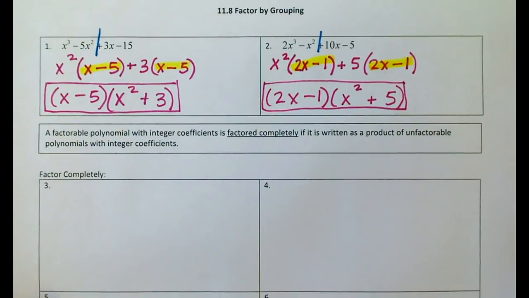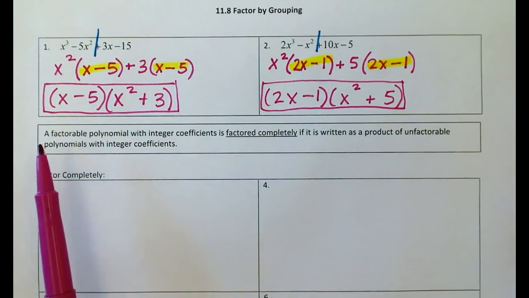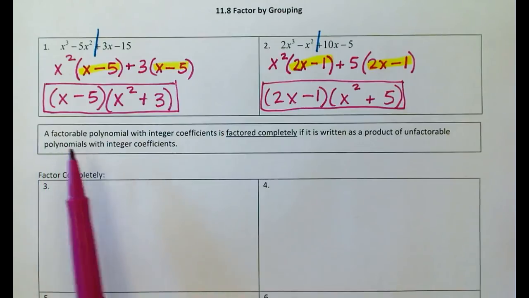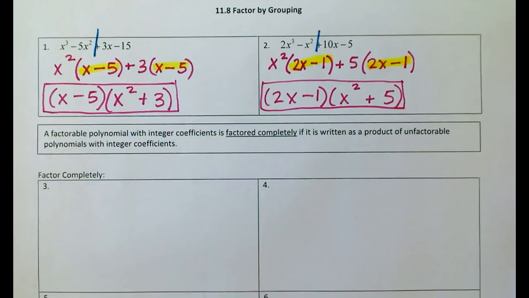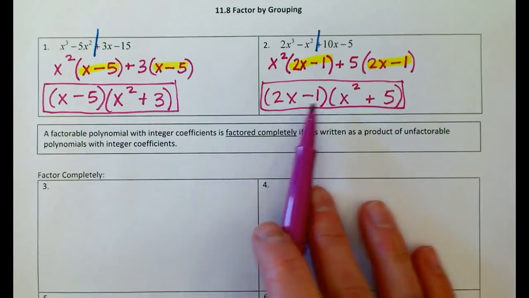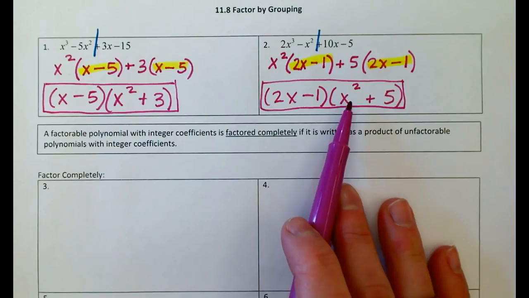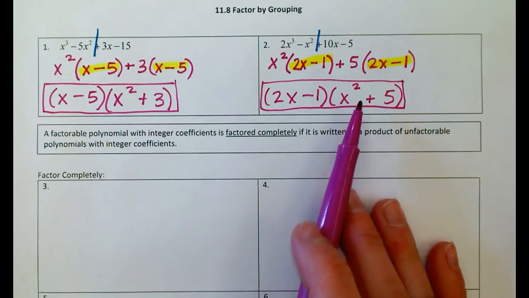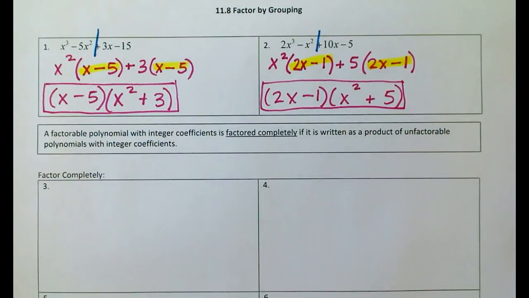When I say factor completely, let's reread what it means to be factored completely. A factorable polynomial with integer coefficients is factored completely if it is written as a product of unfactorable polynomials with integer coefficients. So neither of these polynomials are factorable, so that means I'm completely factored on these solutions.